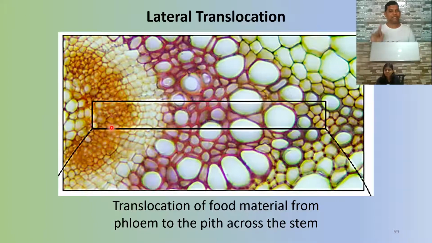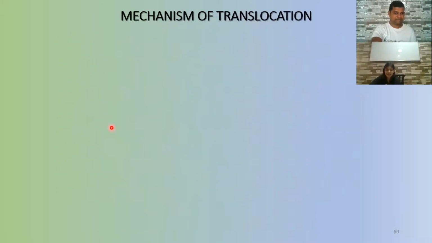One which is taking place in the roots, where water from the root hair is conducted all the way to the xylem. ये lateral translocation है food material का from the phloem to the pith. इसमें parenchyma, और उस parenchyma में ये सुक्रोज पहुंचकर वहां पे स्टोर करना है.